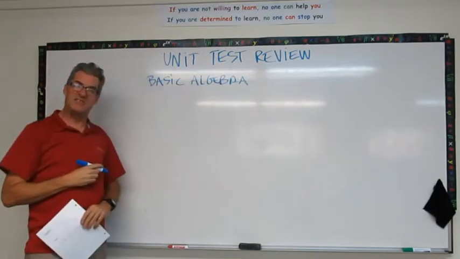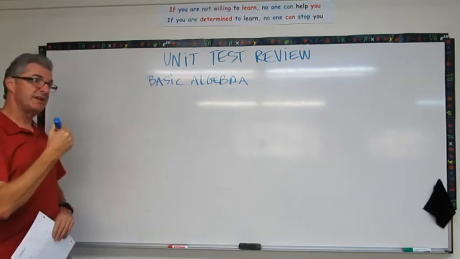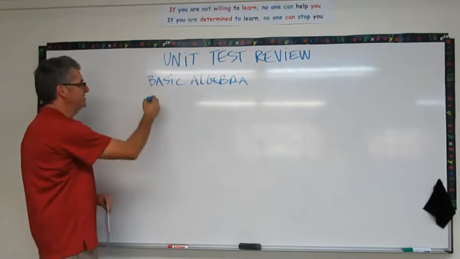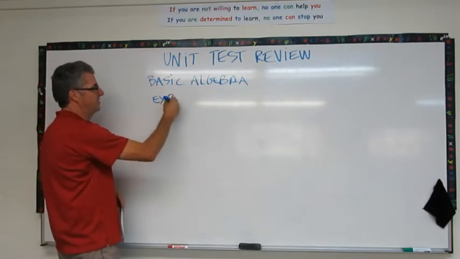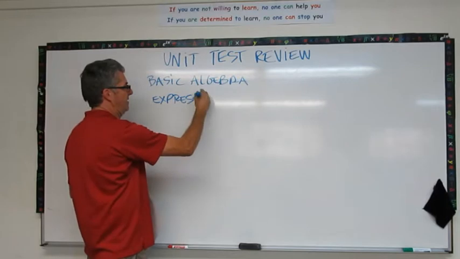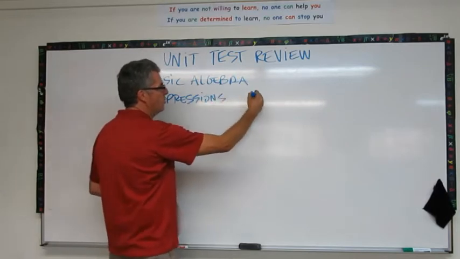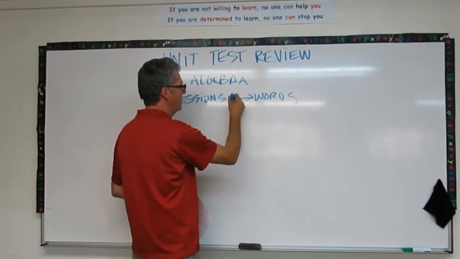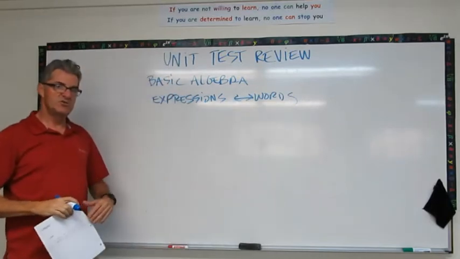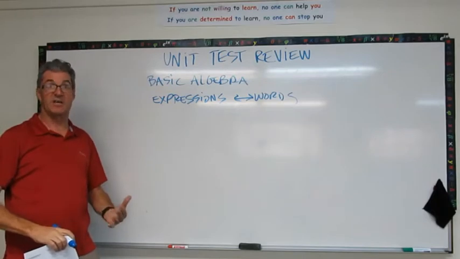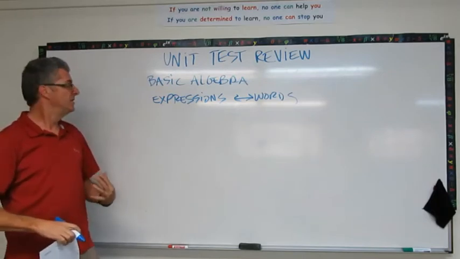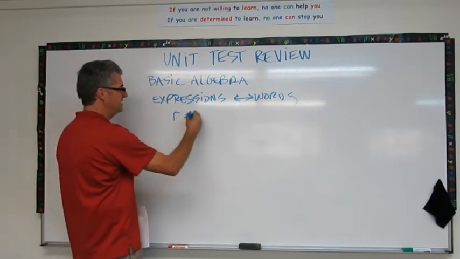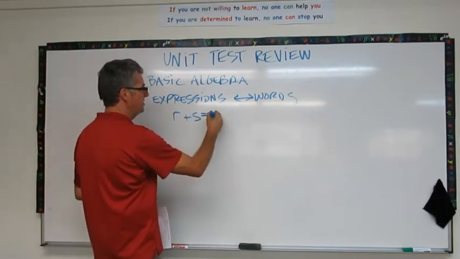We did a bunch of things in there. The first part is we took expressions and went back and forth between words and expressions. So expressions and words. And we went back and forth. This is where we used words like sum and product and reciprocal and quotient. So for example, an expression might be R plus S equals Q.